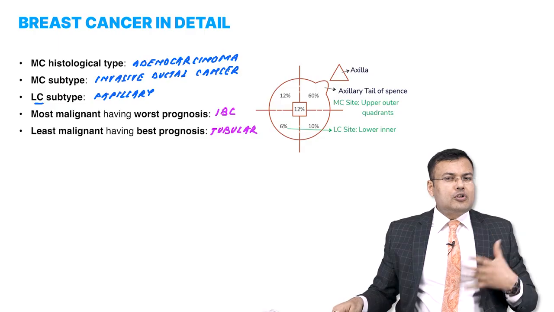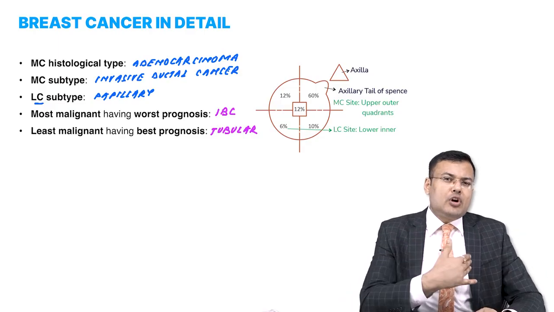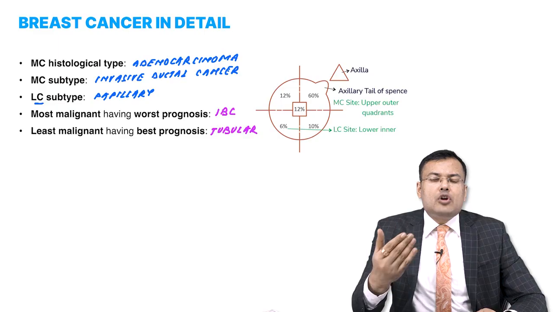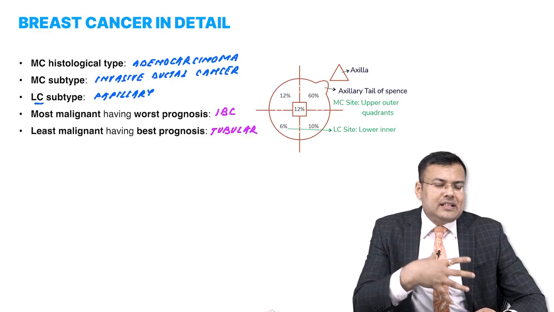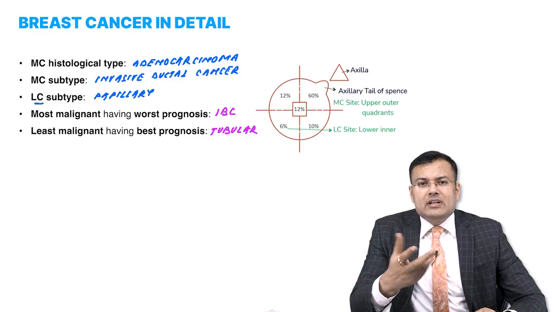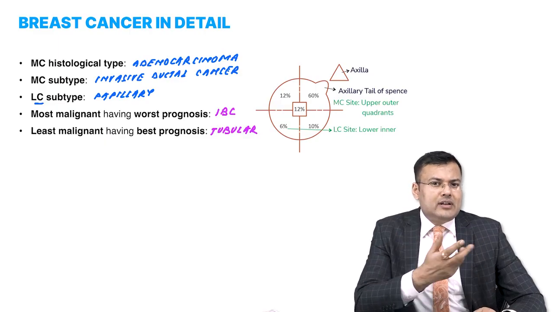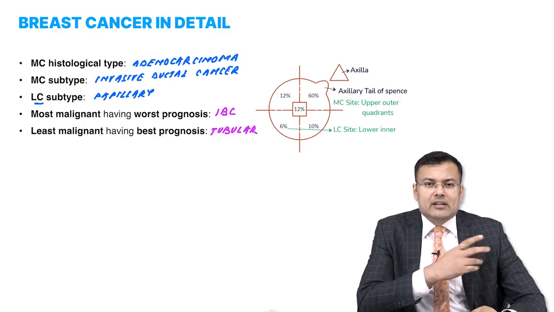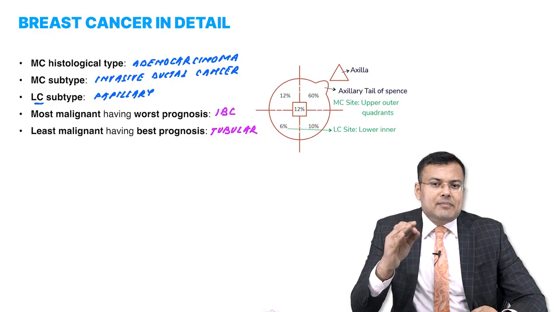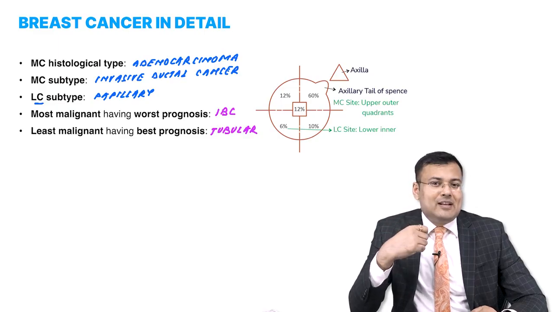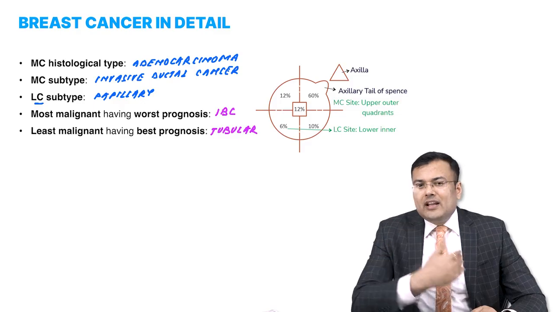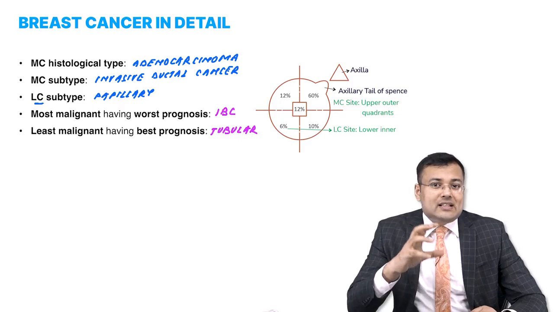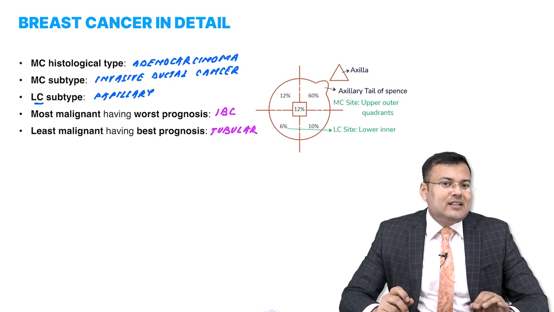Now, what is the most common site of breast cancer? Tell me, is it more common in the right breast or the left breast? More common in the left breast. And in the breast, which quadrant is the most common site? It is the upper outer quadrant. Why? Because there is the maximum amount of breast tissue in the upper outer quadrant. Tell me, what is the least common site? You know that in the lower inner quadrant, there is the least amount of breast tissue. That's why it's the least common site.